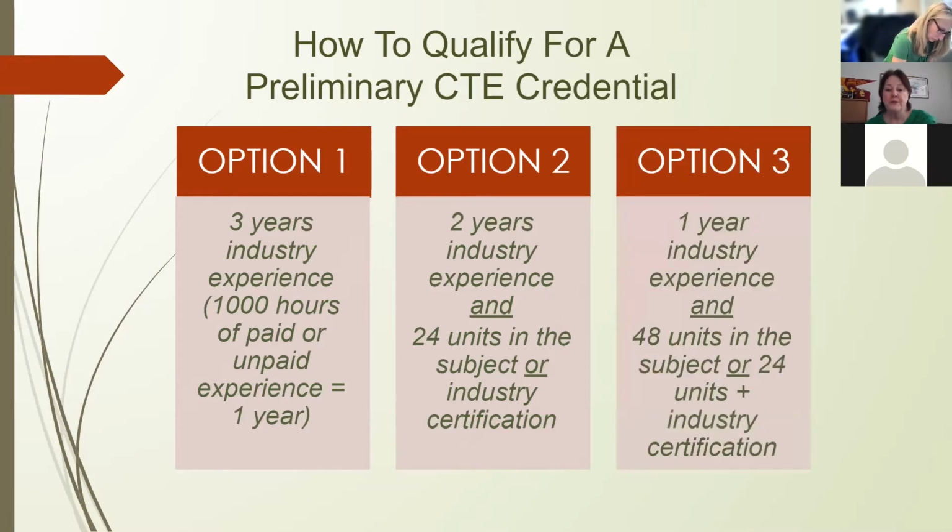The third option is, let's say an individual only has 1 year of industry experience. They can only come up with 1,000 hours in that industry. Well, if they have 48 semester units in that subject, then that'll work. That'll take care of the other 2 years. Or if they have 24 semester units, that's 1 year, and then an industry certification, there's your 3rd year. So that's how you get your 3 years to qualify for the preliminary credential.